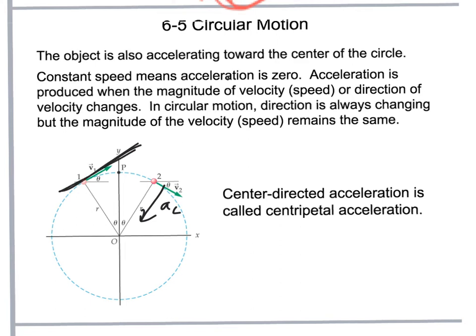So the acceleration is produced when the magnitude of the velocity, which is speed, or the direction of the velocity changes. And we're seeing this direction change all around the circle. So in circular motion, direction is always changing, but the magnitude of the velocity remains the same. So there's our assumption that velocity is constant speed, and consequently 0 acceleration.